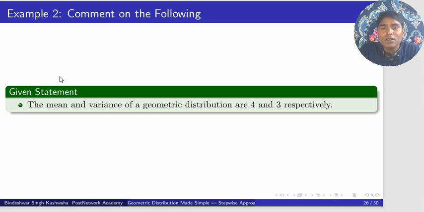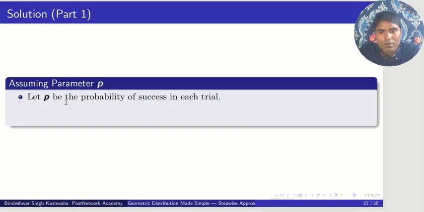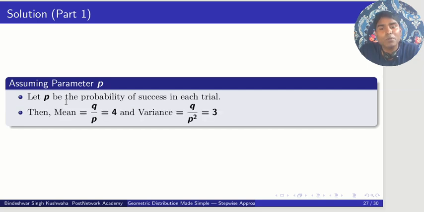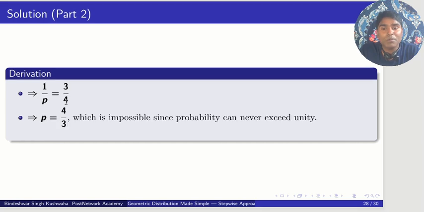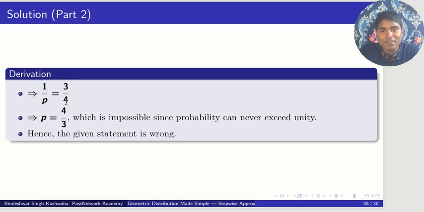Let us see example 2. The mean and variance of a geometric distribution are 4 and 3 respectively. Mean is 4 and variance is 3. So is it valid? Let p be the probability of success in each trial. Then mean would be q upon p, that would be 4, and variance q upon p square, that would be 3, so 1 upon p would be 3 upon 4, and that means p is equal to 4 upon 3, which is impossible because probability can never exceed unity. So that means the statements are wrong.